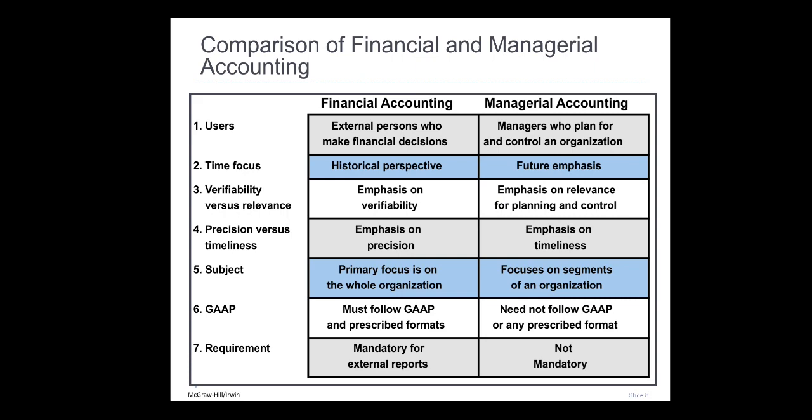Okay, number 5 in this slide is the subject. For financial accounting, the primary focus is on the whole organization. When you prepare the financial statement, you prepare the financial statement for the whole business. One business, one financial statement. But when you do management accounting, most of the time it focuses on segment of an organization. You will calculate cost for a product, or you will calculate cost for a department. You prepare budget for a department or for one product. So it can be like that. For management accounting, it can be focusing on segment of an organization.